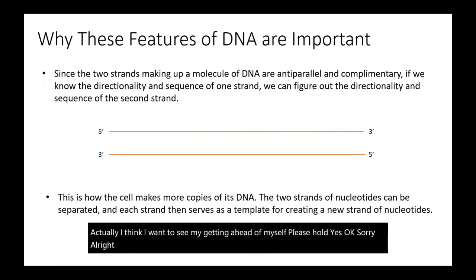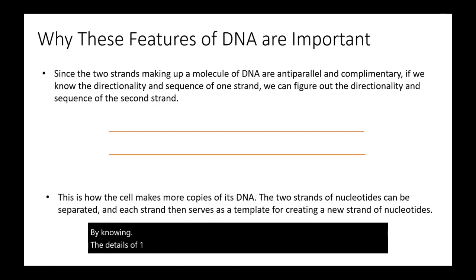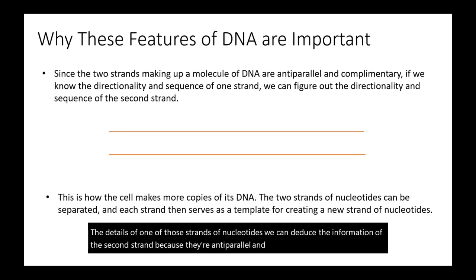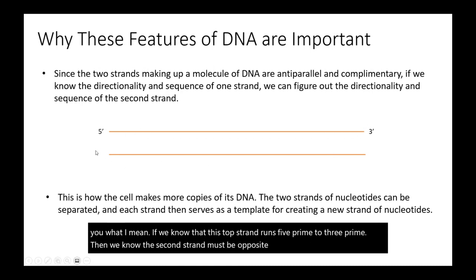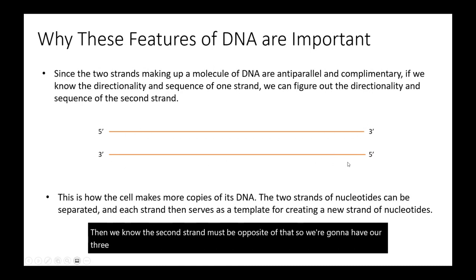All right, so why do we care about the two features of DNA, the fact that the strands are anti-parallel and complementary? Well, by knowing the details of one of those strands of nucleotides, we can deduce the information of the second strand because they're anti-parallel and complementary. So let me show you what I mean. If we know that this top strand runs 5' to 3', then we know the second strand must be opposite of that. So we're going to have our 3' end on the left and our 5' end on the right.